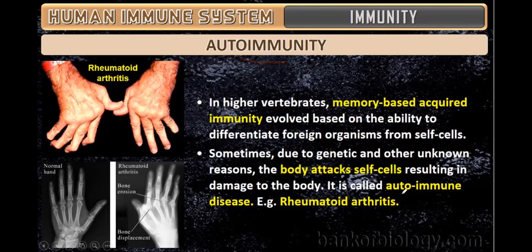Give one example of an autoimmune disease. So what will be the answer? Rheumatoid arthritis. This is a normal finger. This will become the finger of a person suffering from rheumatoid arthritis. There is erosion of bone as well as displacement of bone.